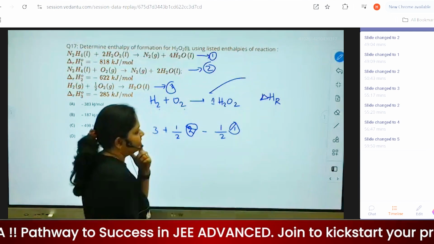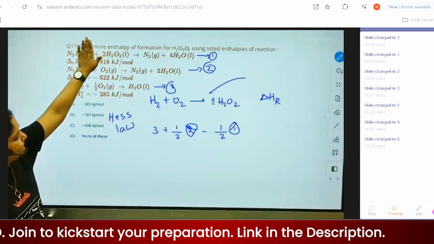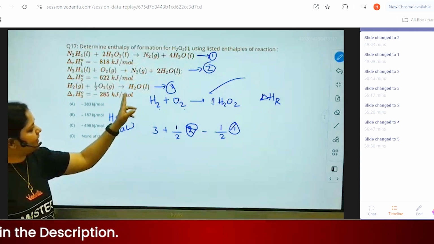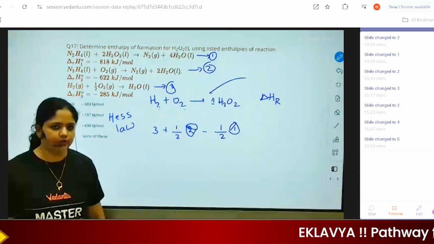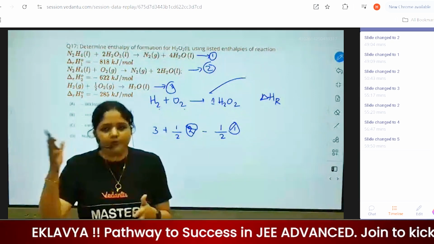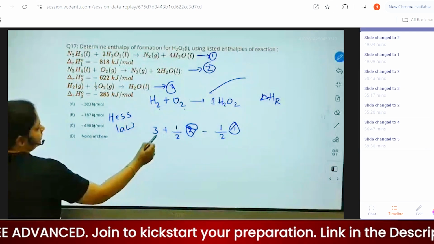If we do that, we will arrive at this: here I will take N2H4 plus I will divide this by half and I will add this. I'll divide this by half and I'll subtract this all together. Then I will arrive at this equation. You can try it. If I'm doing some operation for the reaction, the same operations have to be done for enthalpies also. So here 3.